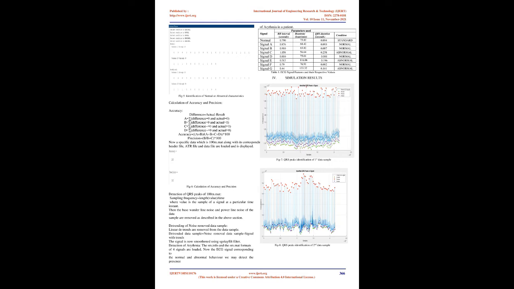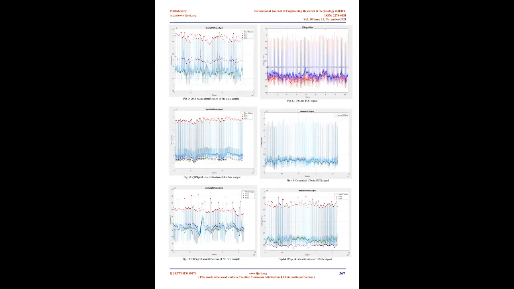QRS duration. The duration of the QRS complex of ECG can be calculated by dividing the number of samples between the QRS complex by the sampling frequency of the signal. By calculating the duration, we can know whether the signal is abnormal or normal. As per the standards, the standard QRS duration of a normal ECG signal ranges from 0.06 to 0.10 seconds.